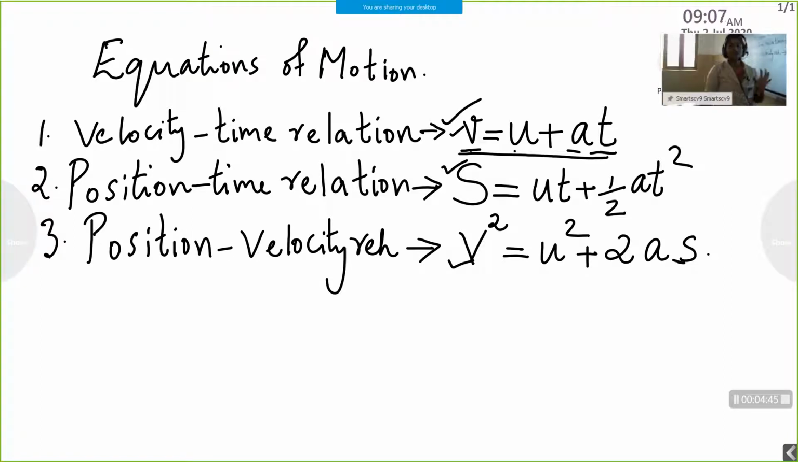Now we have to derive these three equations. The simple derivation is not needed for you. We are going to derive it using a graph. For deriving the equations of motion, children, we have to take the velocity time graph for an object under motion. So, let's start the derivation.